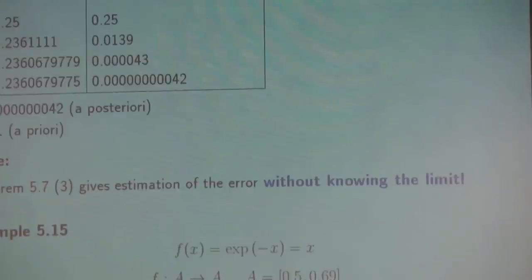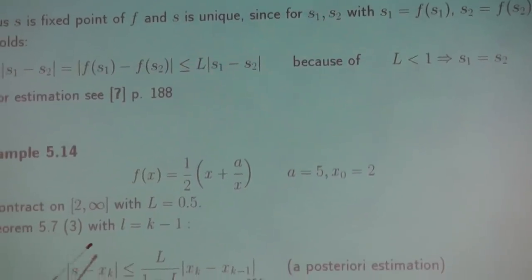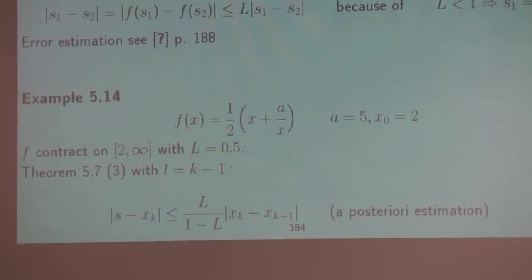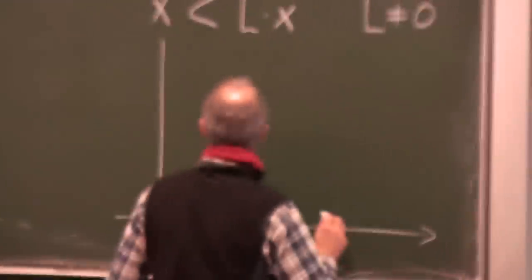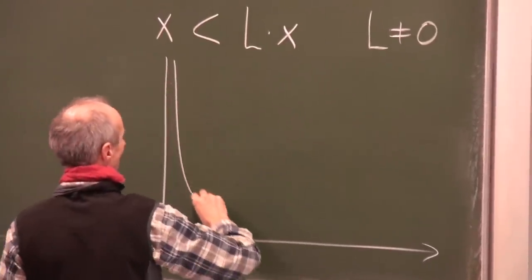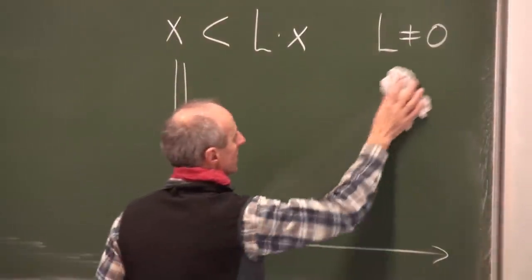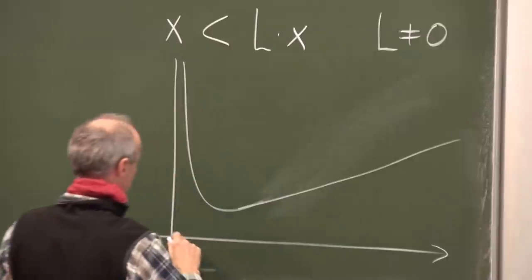And actually, in this example here, we had L equal 0.5. But we could have gotten a much better L. Let's look at the picture. Let's go back to this example again. In this example, the graph looks like that. Something like that. A little bit different. This slope here is smaller, like that.